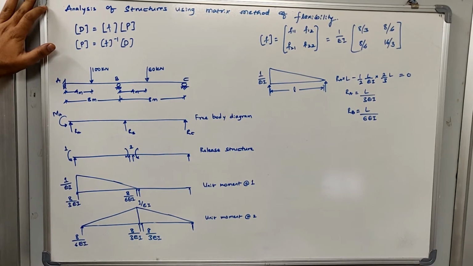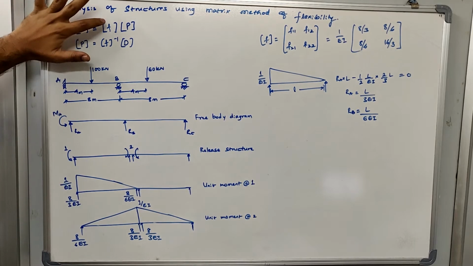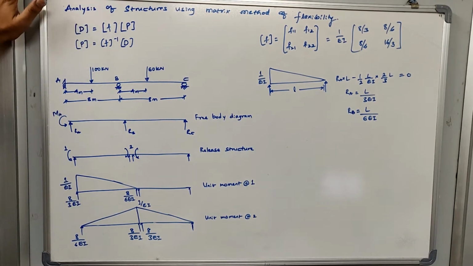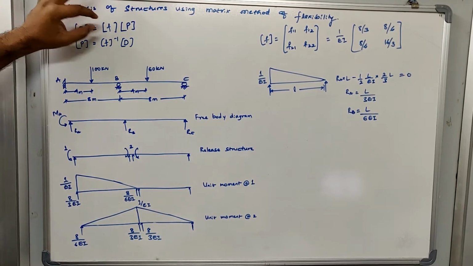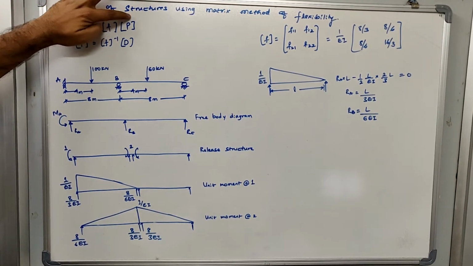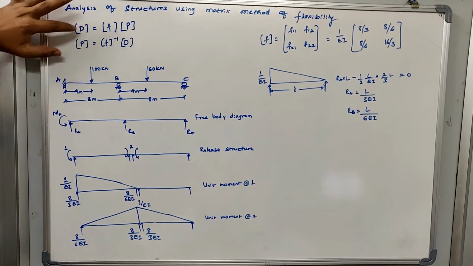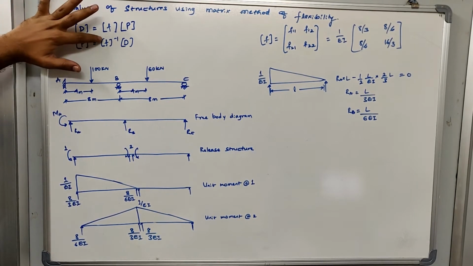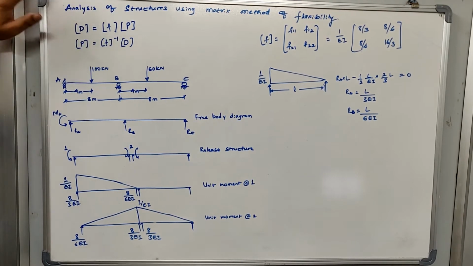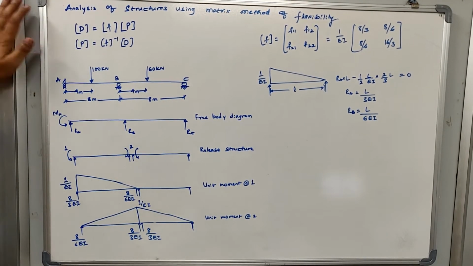I told you that flexibility represents the displacement that takes place because of a unit force. So flexibility is the ratio of displacement divided by force. So displacement is equal to the flexibility matrix multiplied by the force matrix. If I change this, the equation becomes force matrix equals inverse of flexibility multiplied by displacement. Now you try to make a comparison between the stiffness matrix and the flexibility matrix.